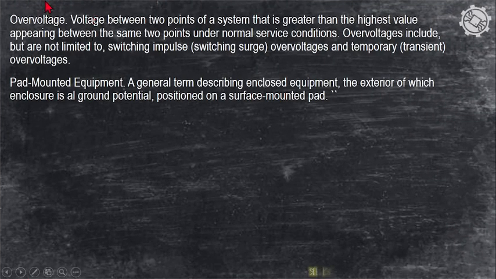Okay, over voltage. So voltage between two points of a system that is greater than the highest value appearing between the same two points under normal service conditions. So over voltage includes but is not limited to switching impulse or switching surge. So meaning kapag nag-on tayo, there will be a momentary surge, so tataas yung ating voltage, or temporary such as transient. If it's transient, if natamaan ng kidlat, or biglang lumaki yung load, so we have a transient. Again, that could be momentary, but mas matagal siya kaysa doon sa switching surge.